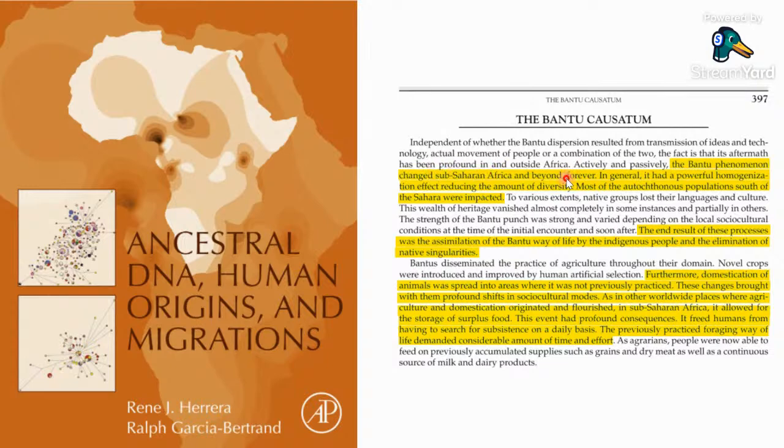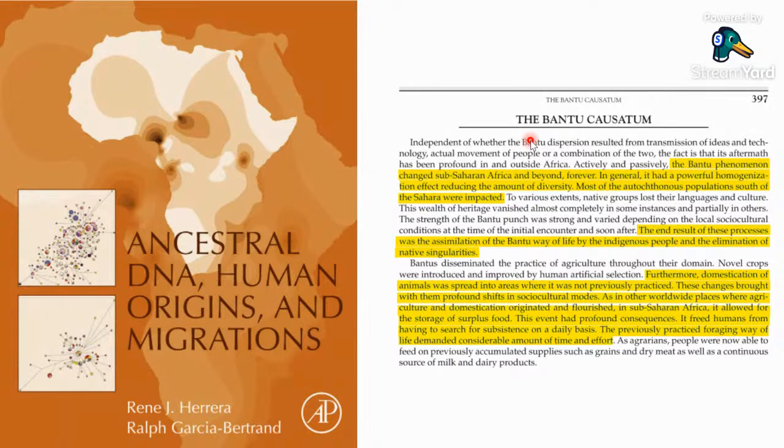In general, it had a powerful homogenization effect, reducing the amount of diversity, all right? So that's what the Bantu migration did. It reduced the amount of diversity. This is why you see E1B1A dominant in sub-Saharan Africa, because these people came in and they displaced and they... we're actually going to read what they did.